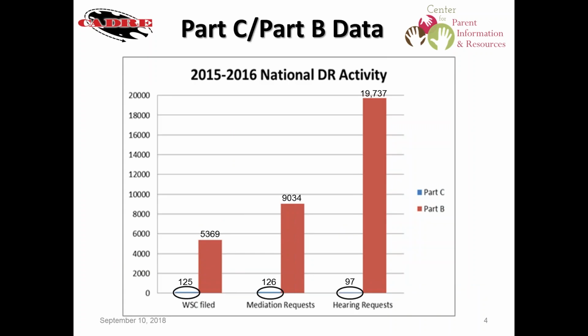This chart compares the activity in Part B with the activity in Part C. As you can see, dispute resolution activity in Part C is considerably less than the activity we see in Part B, which makes examining trends over a period of time very difficult. However, just because there's low activity does not diminish the importance of ensuring Part C families have the information that they need to access their dispute resolution procedural safeguards.